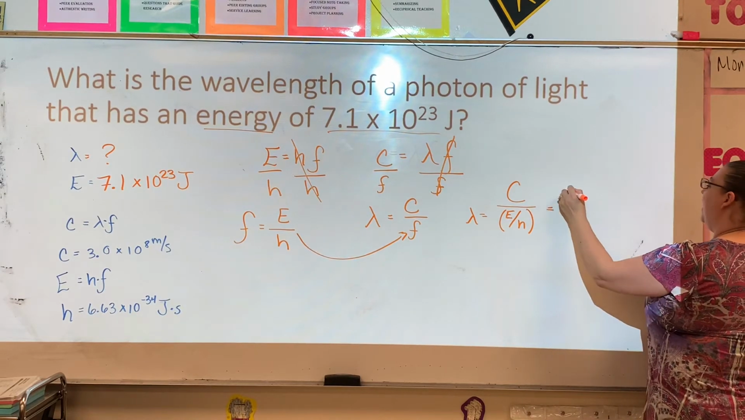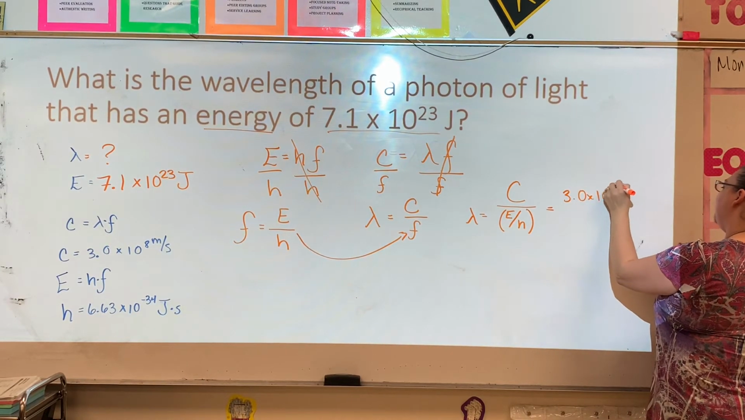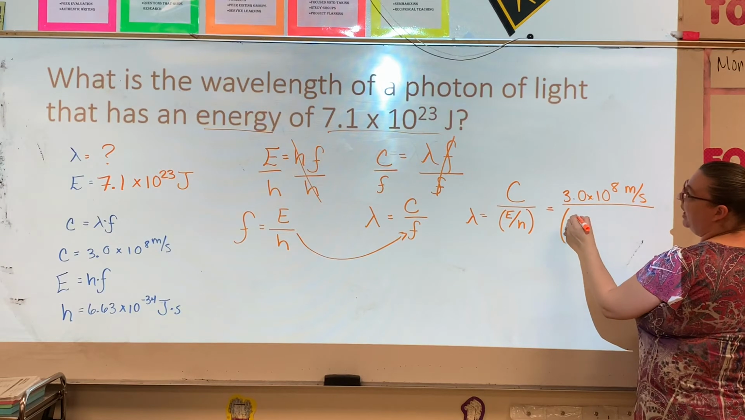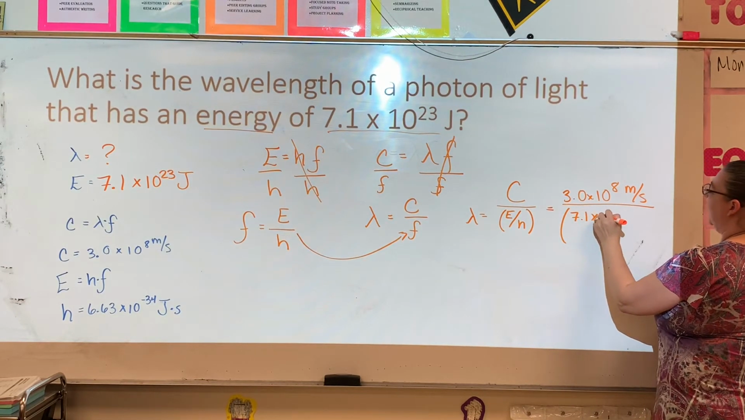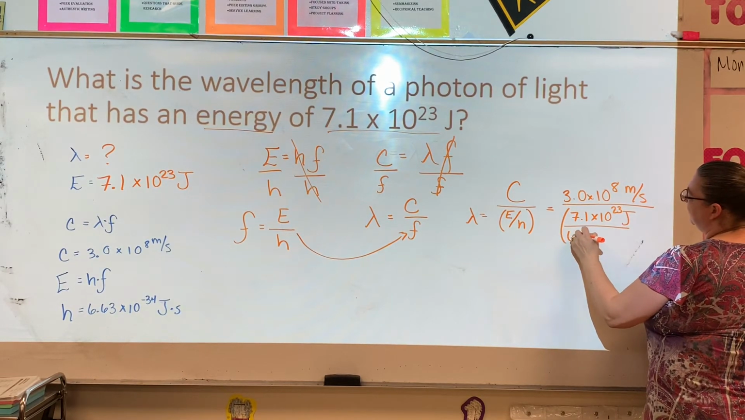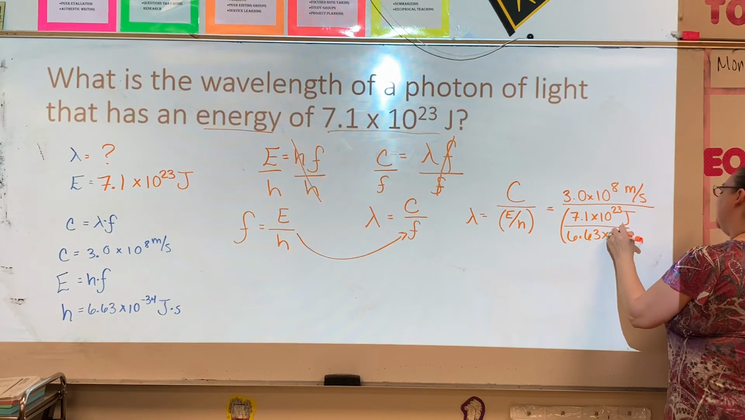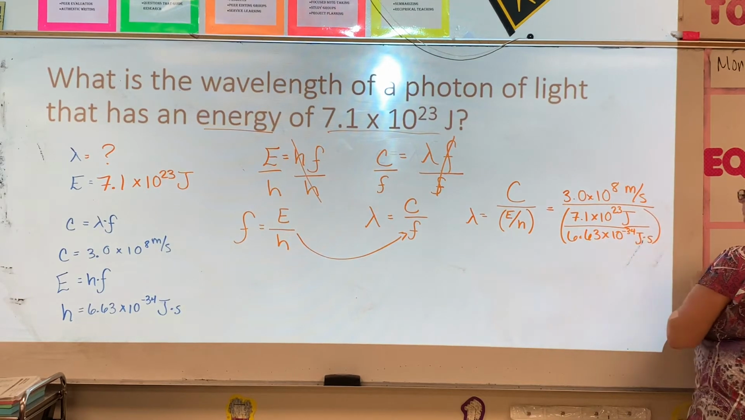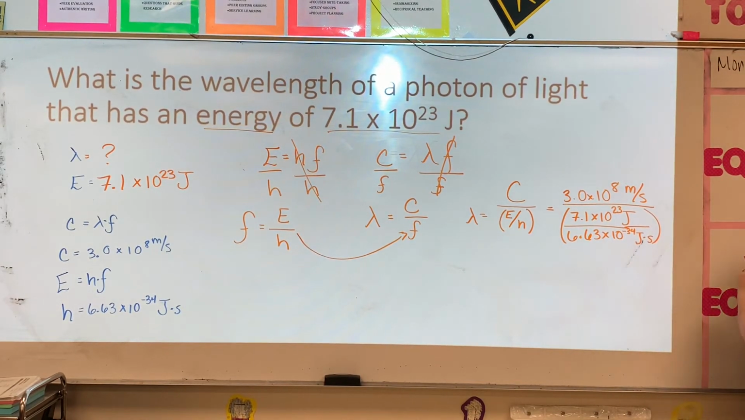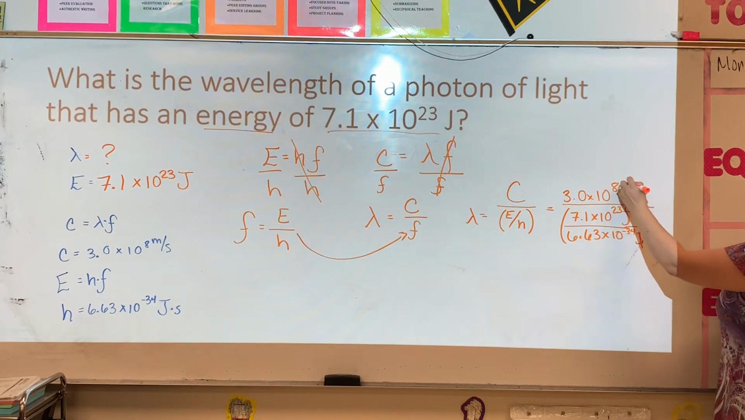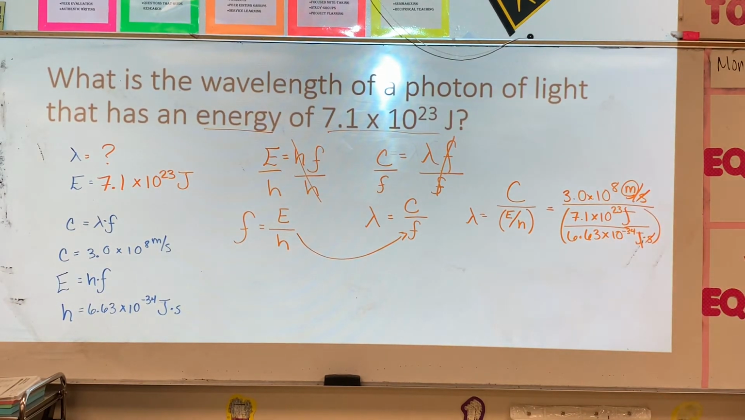So for my speed of light, I have 3.0 times 10 to the 8th meters per second. For the energy, I have 7.1 times 10 to the 23rd joules. And then for Planck's constant, we have 6.63 times 10 to the negative 34th joules seconds. All right, so I have joules over joules. I have 1 over seconds divided by 1 over seconds. So that's going to cancel, leaving me with meters. That does make sense for wavelength.